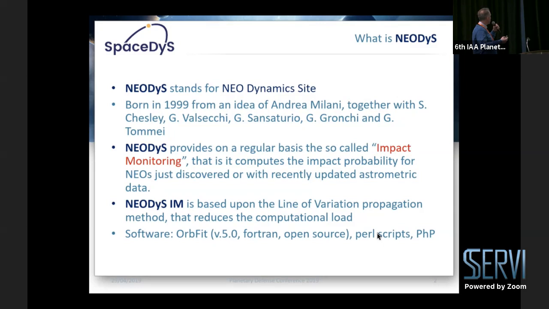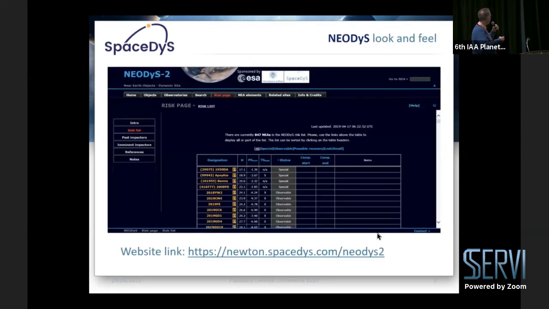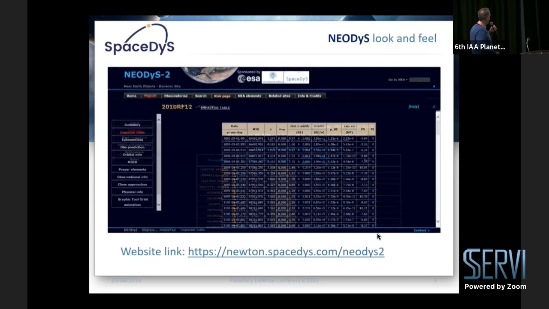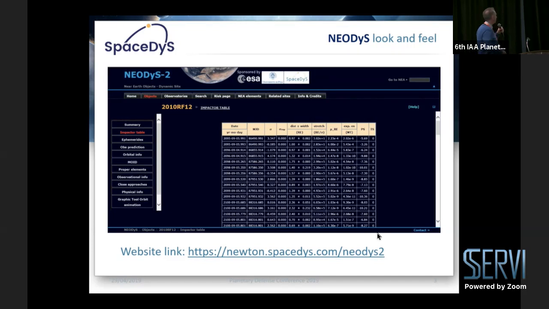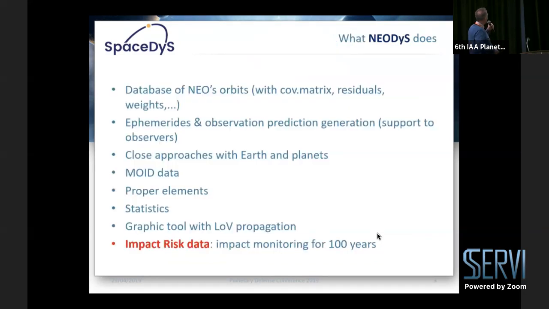NEODyS is based on ORFIT, a software suite that operates with NEODyS and uses several Perl scripts and PHP for the web page. And this is one of the main features, the risk list. Most of you know very well what it means, and on an hourly basis we compute the new impact probabilities and post them on this web page. Here is another example, a single impactor table for one object, 2010 RF12. This is actually the one with the highest probability of impacting late in this century.